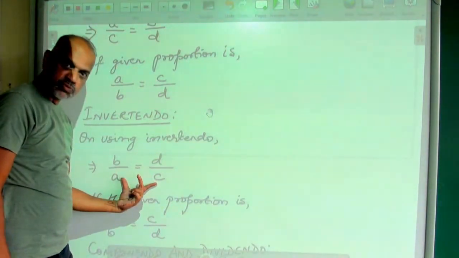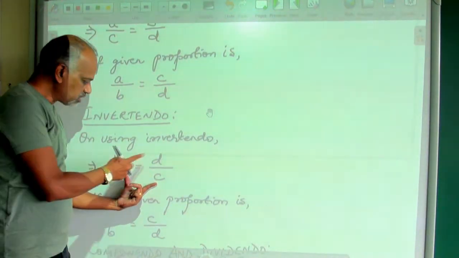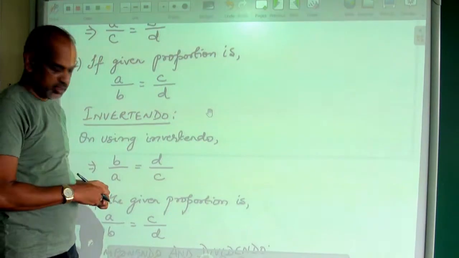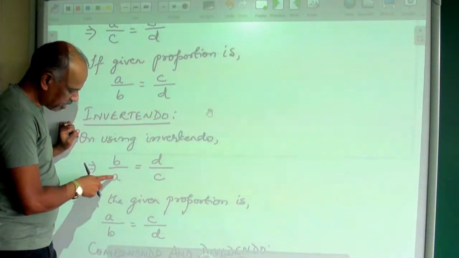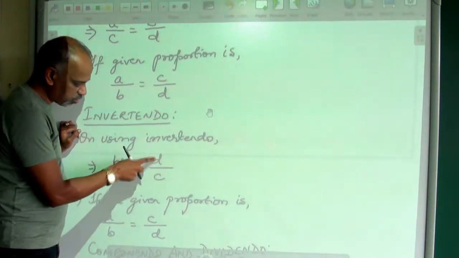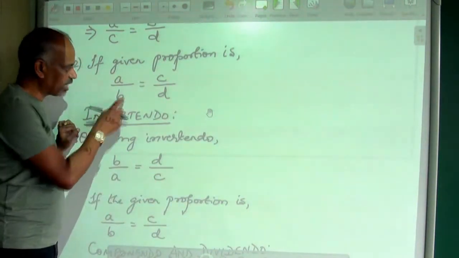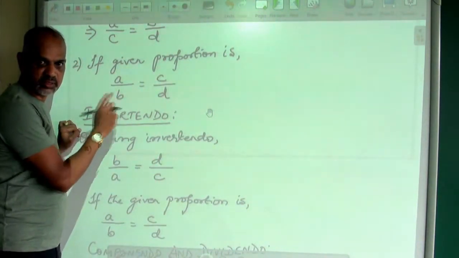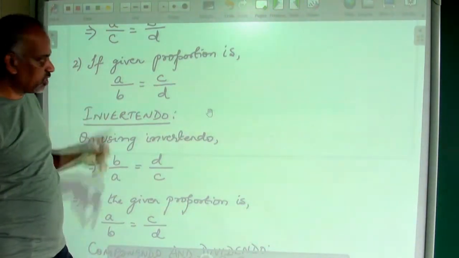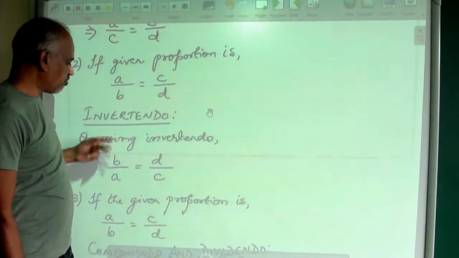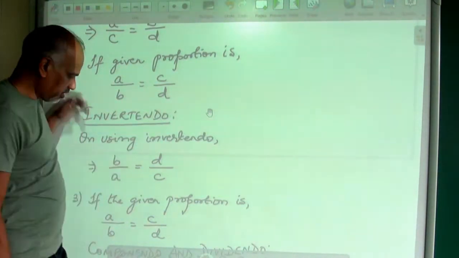And on this result, if you use the same property invertendo again, A will go up, B will come down, C will go up, D will come down, which means you will get back whatever you started with. So this property is called invertendo. First one was alternando, second one is called invertendo.